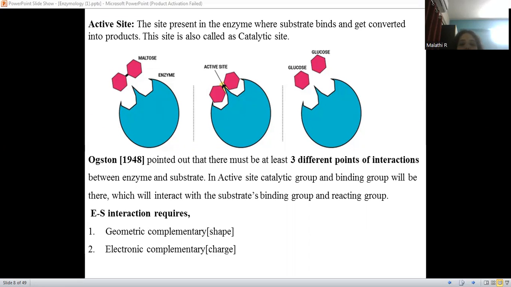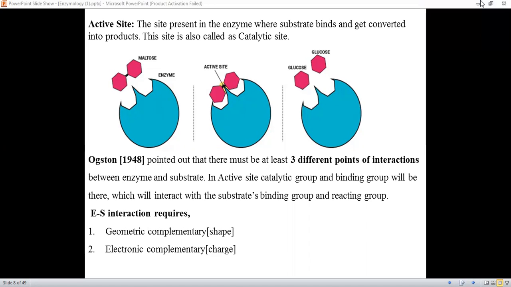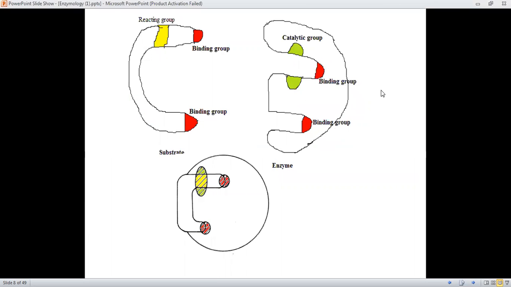The three different points of interaction will always exist between enzyme and substrate so as to favor the enzyme substrate interaction. For favoring the enzyme substrate interaction, the ES interaction will require two types of complementarity. One is geometric complementarity, the other one is electronic complementarity. So both these complementarities are very important for the enzyme and the substrate to be in the biological conformation and to have the interaction between each other.